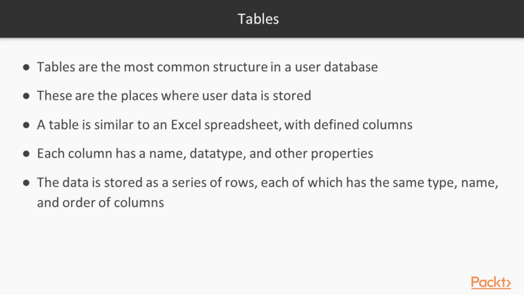The table, in essence, is similar to an Excel spreadsheet with defined columns of a particular type, a name, other properties, and then rows that actually contain the data. Now, the data is stored the same for each row, so each row looks the same with the same number of columns, type, and order. So unlike Excel, where I may actually have different items I may put in each row, here everything will be the same. Let's take a look at tables in more detail.